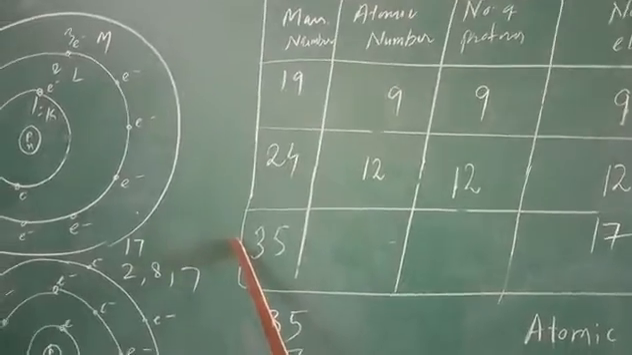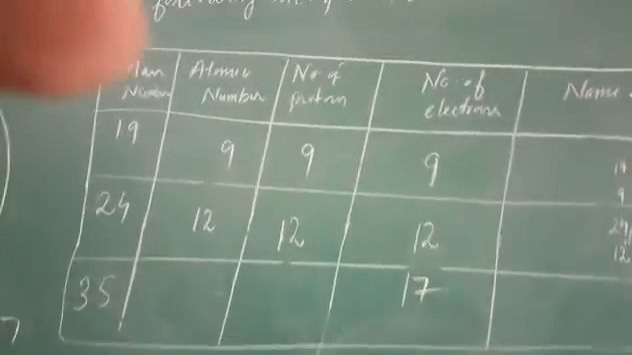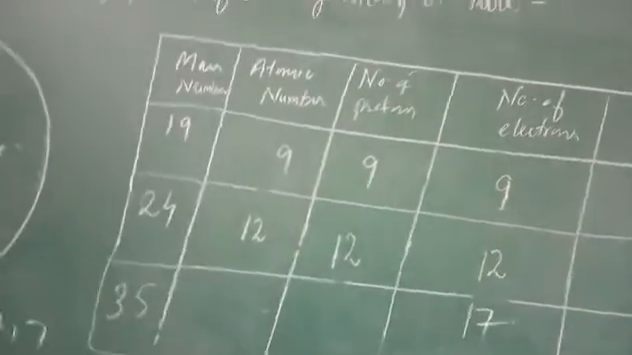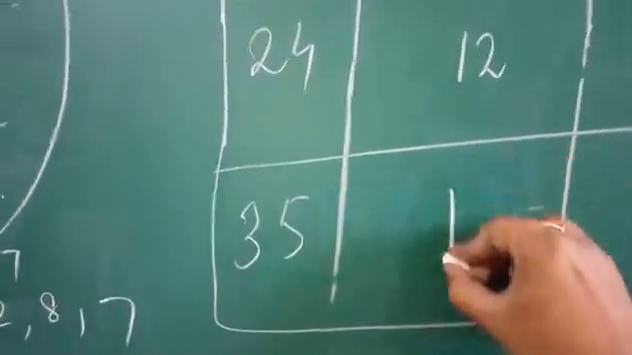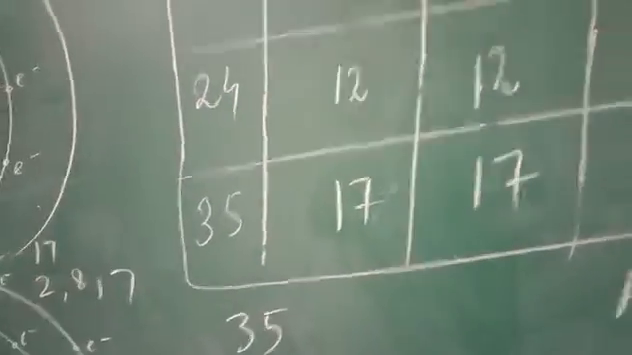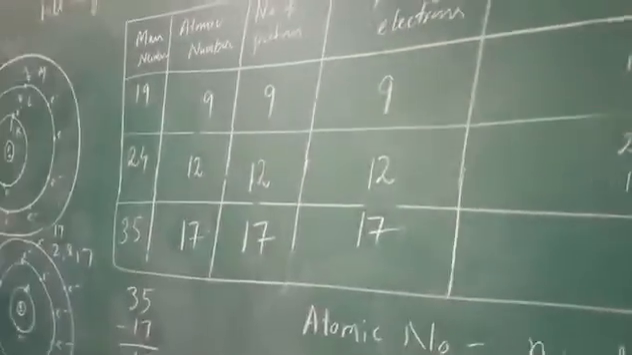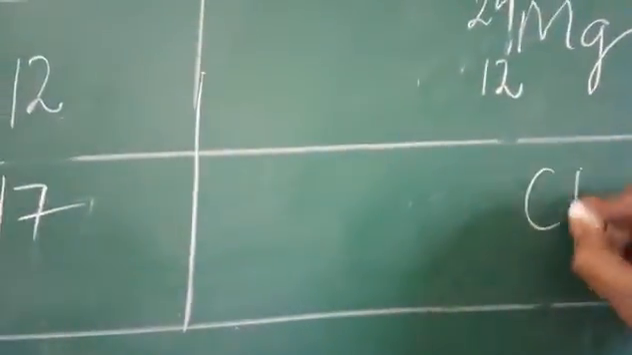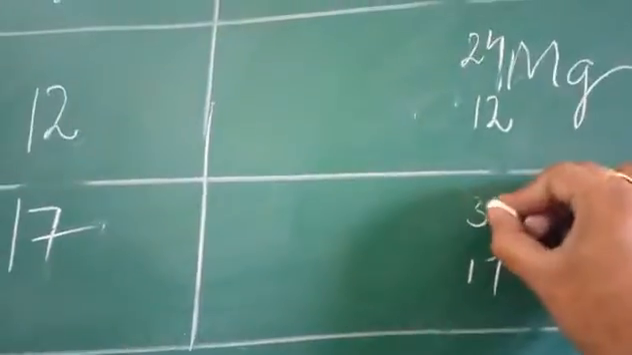Look at the third case. You have given mass number 35 and number of electrons 17. So 17 electrons, it means the atomic number is 17. Protons also 17. Now the third work is to write the name of the element. Name the element which has atomic number 17, that is chlorine. It has atomic number 17 and mass number 35.